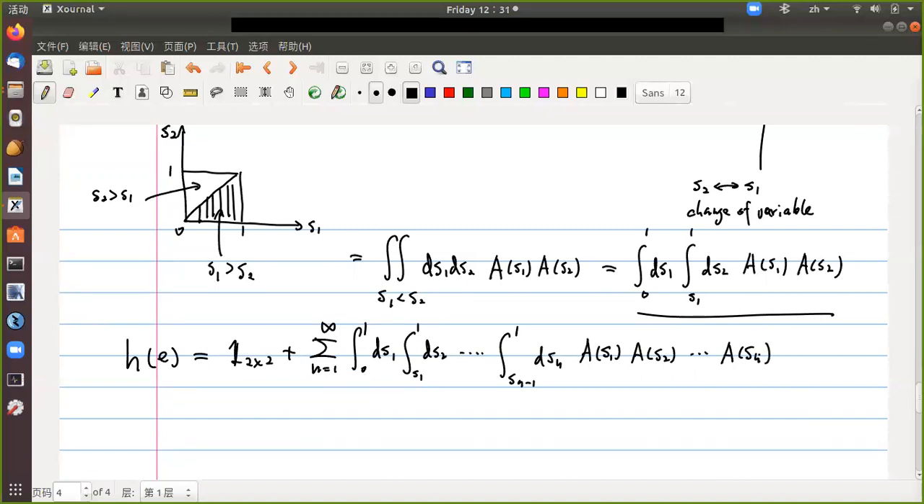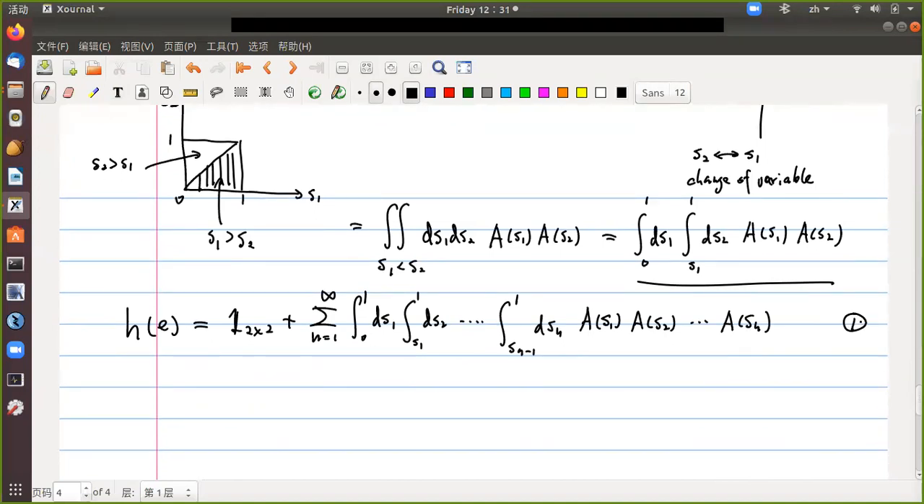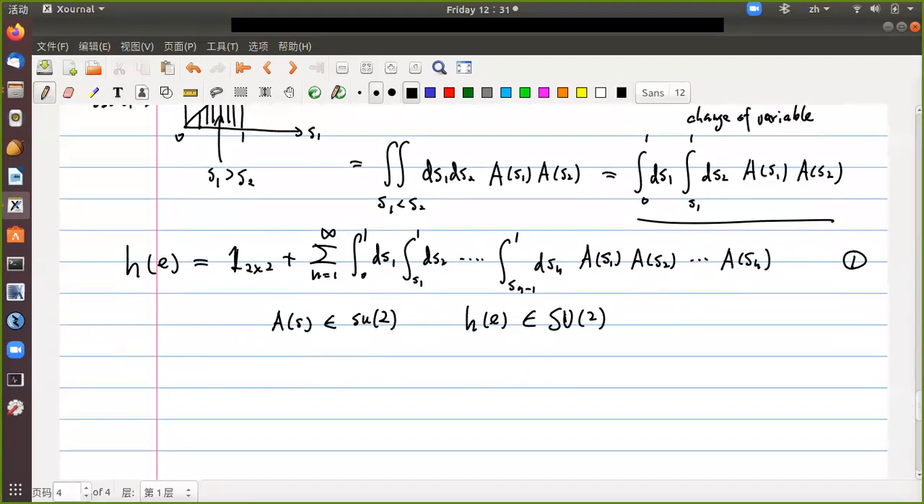Okay. So here you sum over n from 1 to infinity. This is the expression of holonomy, a more elementary expression of holonomy. I call this equation 1. It is remarked that A_S belongs to the su(2) algebra, and the holonomy belongs to the SU(2) group, because this is just like an exponential map, mapping from the Lie algebra to the Lie group.